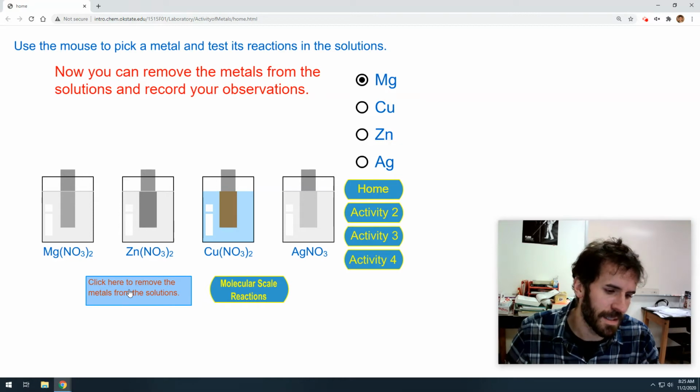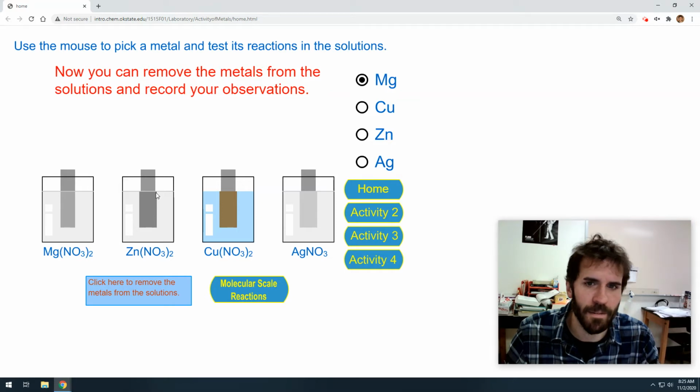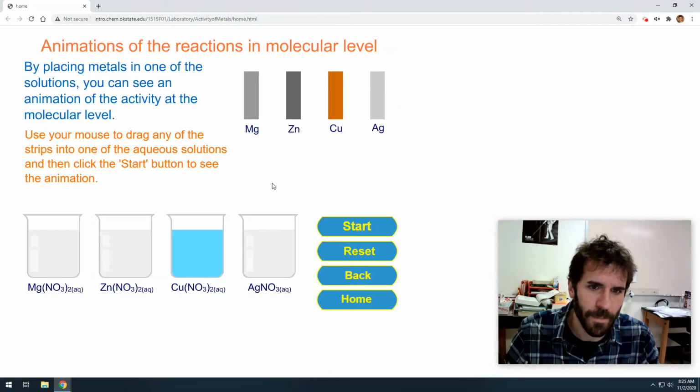In some cases, there was not a reaction. So really only in the first beaker was there not a reaction. Something did happen here. We saw some metal plating on the outside of my magnesium bar. Something happened here. I see some metal plating on the outside of my magnesium bar, and something happened here. So if you watched carefully, something did occur there. I think I can go to the molecular scale reactions and see what happened.